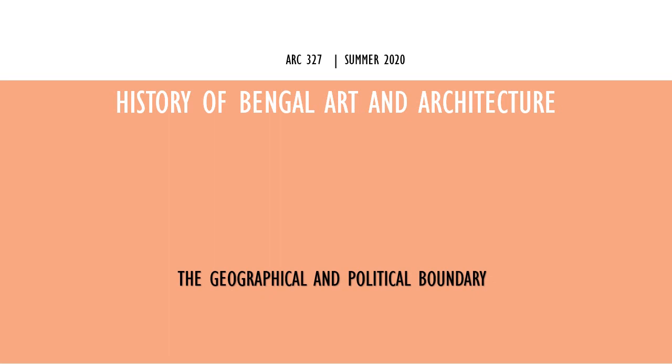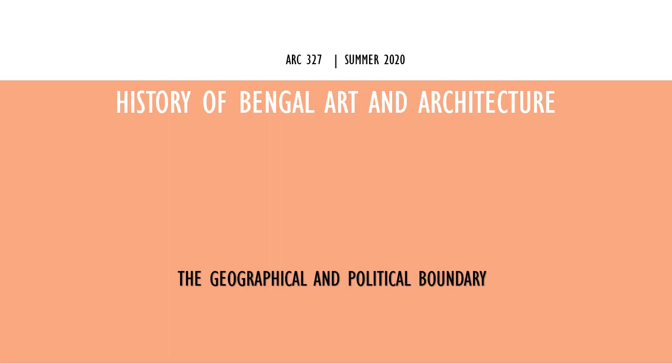Welcome everyone. It is our first module of the first lecture on the history of Bengal art and architecture. The minimum requirement for this course is that you have already completed History of Art and Architecture 5. And to complete History of Art and Architecture 5, you have already completed History of Art and Architecture 1, 2, 3 and 4. So at this point, it is assumed that you already have some understanding of the evolution of the human race and their architecture from ancient time to the present day.